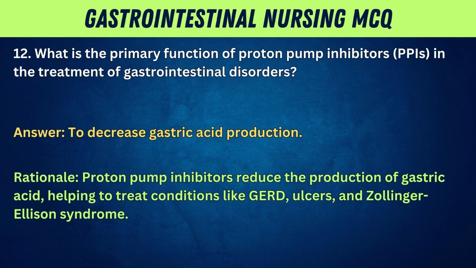Rationale: proton pump inhibitors reduce the production of gastric acid, helping to treat conditions like GERD, ulcers, and Zollinger-Ellison syndrome.